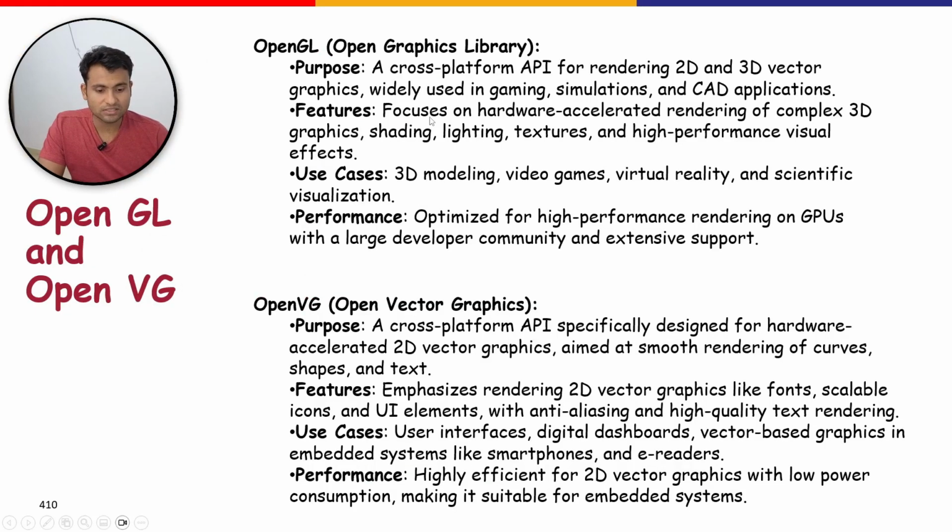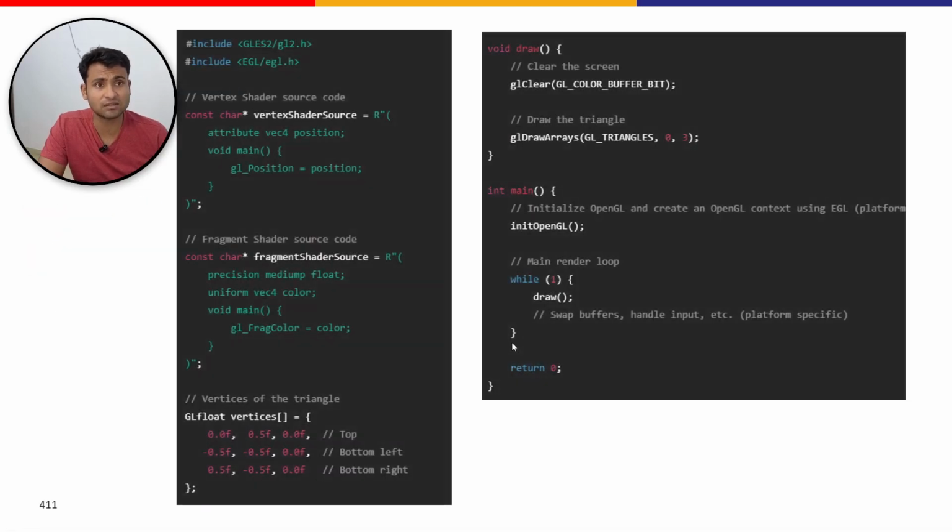Also, the use cases of this include 3D modeling, video games, virtual reality, and scientific visualization. As for the OpenVG, it's used for user interfaces, digital dashboards, vector-based graphics, and embedded systems like smartphones and e-readers. The performance for OpenGL is optimized for high performance rendering on GPUs with a large developer community and extensive support. For OpenVG, the performance is highly efficient for 2D vector graphics with low power consumption, making it suitable for embedded systems and the basic GUI.